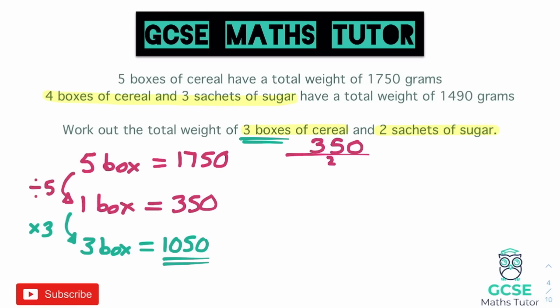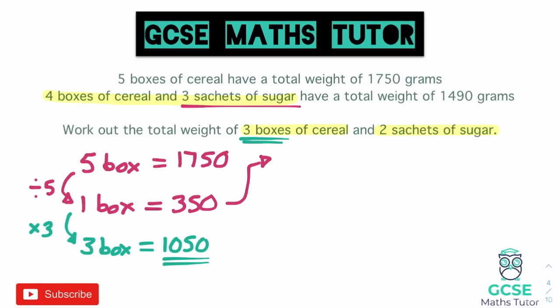So let's get rid of this working out and move on to our next piece of information. So the next part is obviously we have the sachets of sugar. So for this second line here, it says that 4 boxes of cereal and 3 sachets of sugar have a total weight of 1,490. Well, if we work out the weight of 4 boxes of cereal as we know the weight of 1, then we could have a look at working out therefore what the weight of the 3 sachets of sugar are going to weigh.